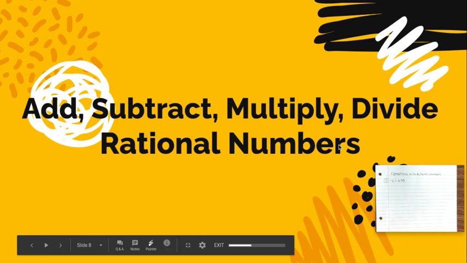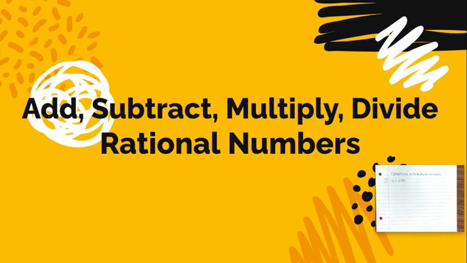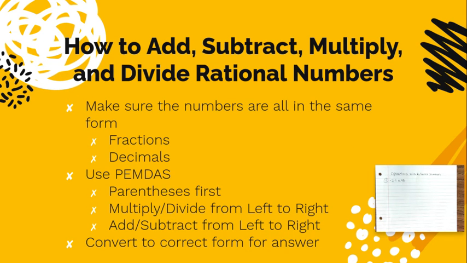Okay, guys, today we're going to put everything together. We're going to add, subtract, multiply, and divide all of our rational numbers. So we're putting everything together into one. Okay, so the same thing applies just like when we were doing everything else. We want to make sure it's all in fractions or all in decimals.